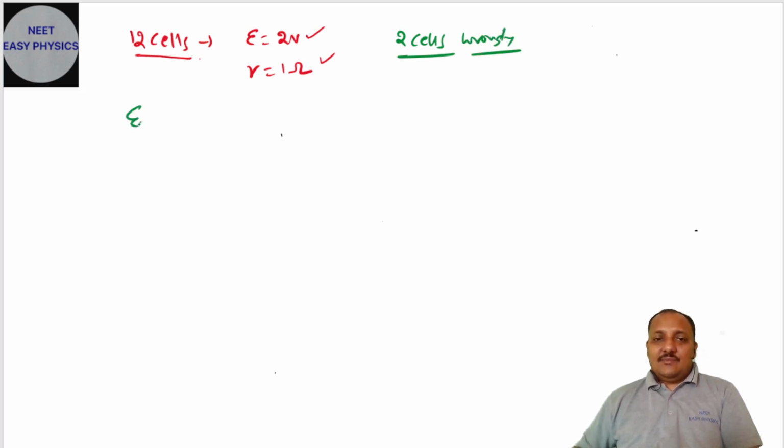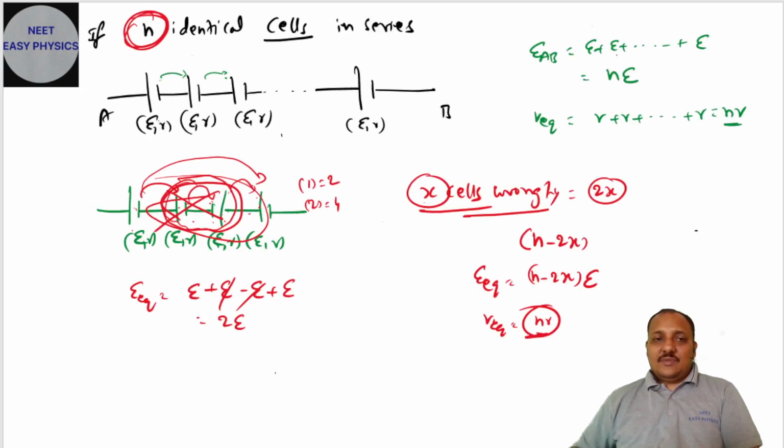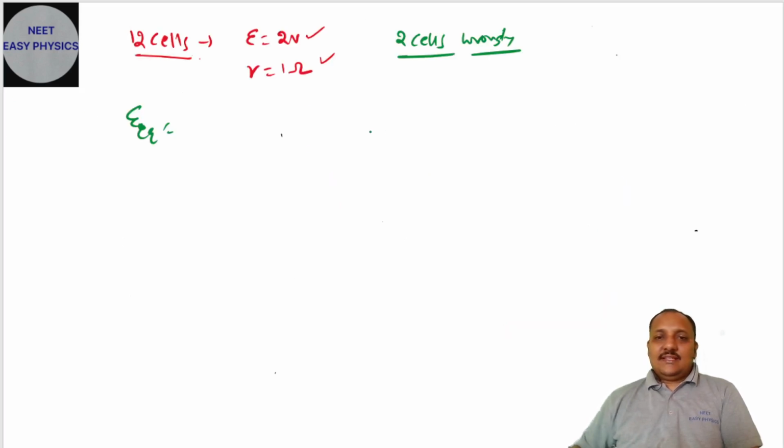If 12 identical cells, each of EMF 2 volts and internal resistance 1 ohm, are connected in series, a student is asked to connect them, but he connected 2 cells wrongly. Then what is the effective EMF? Now see this formula: (N minus 2X) into E, because X cells are connected wrongly.